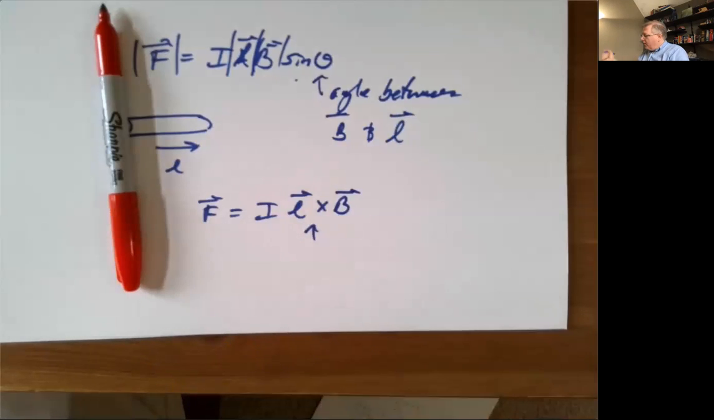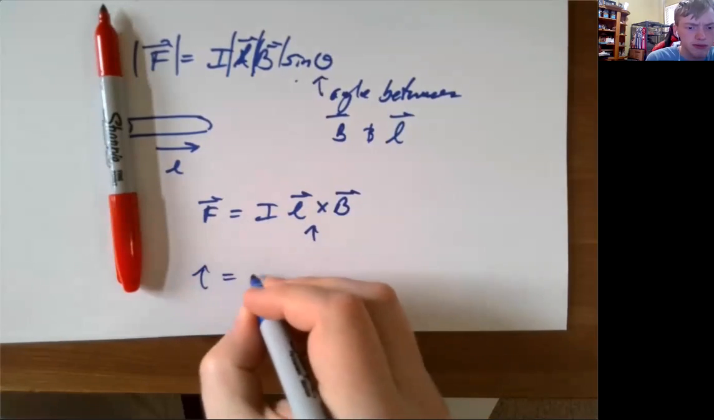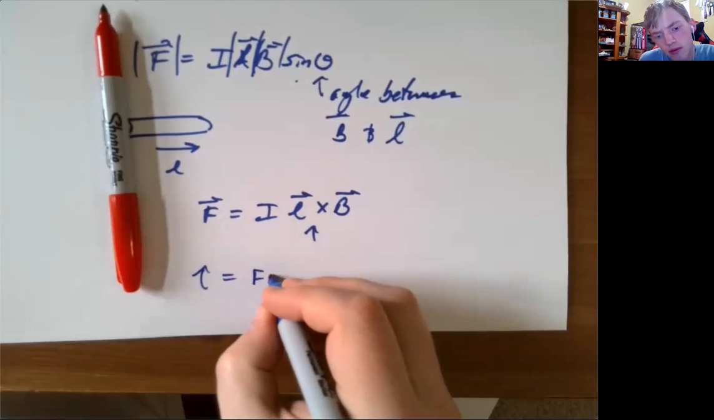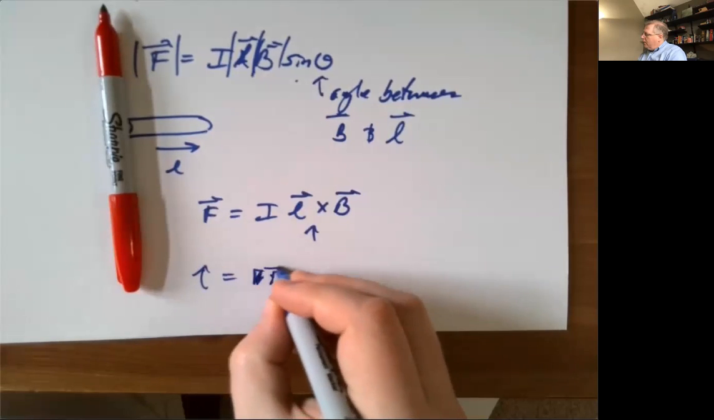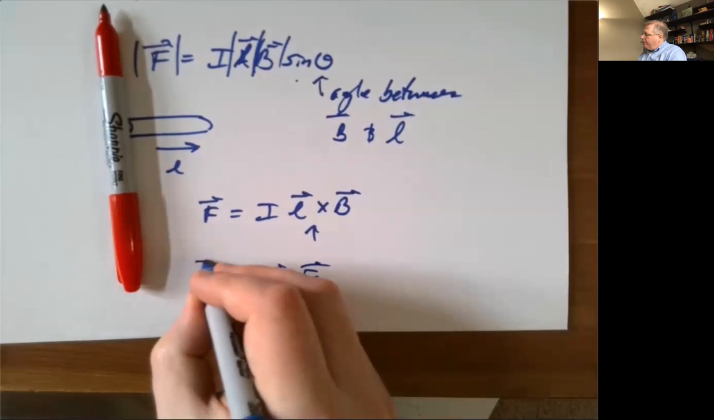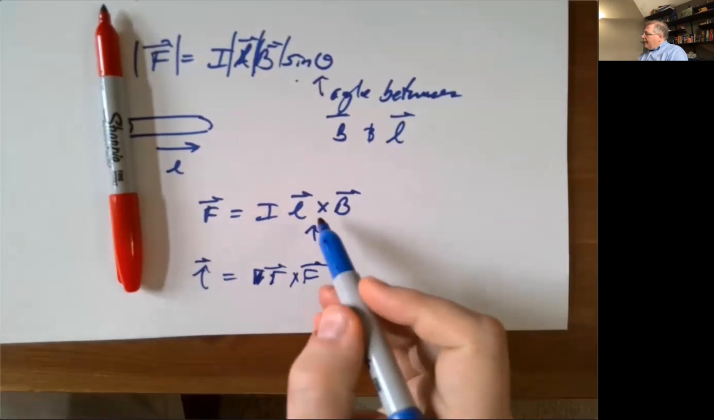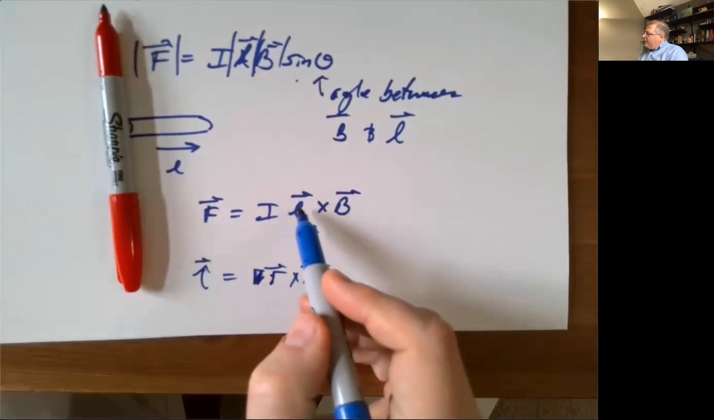Torque. Torque, that's exactly right. We had torque is equal to R cross F. But it also has a direction.